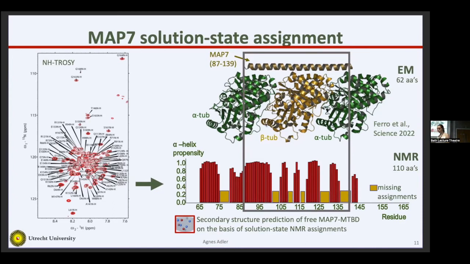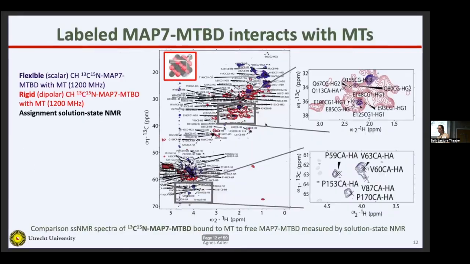So therefore, we assume that there might be more binding than what was recorded. To study this, we turn to solid state NMR, and we label our MAP7 microtubule binding domain and record spectra for the flexible and the rigid parts, so scalar and dipolar, CH, and also NH spectra. Here I show the CH spectra.